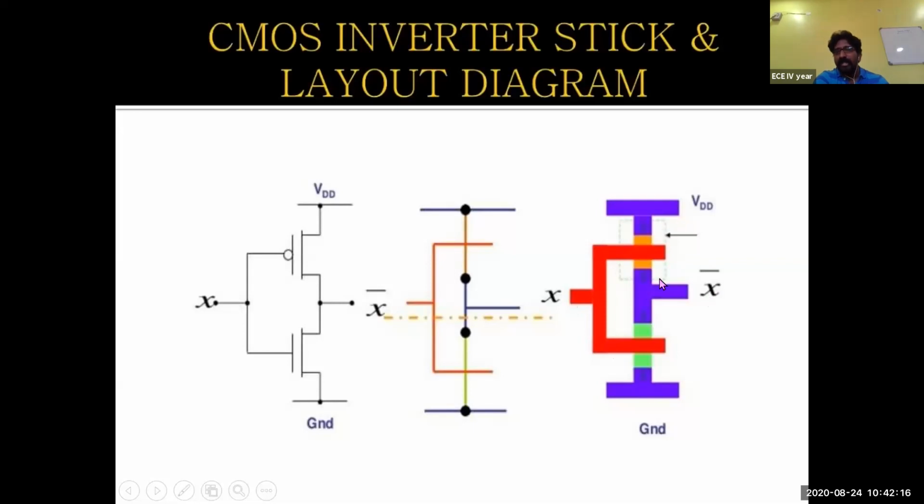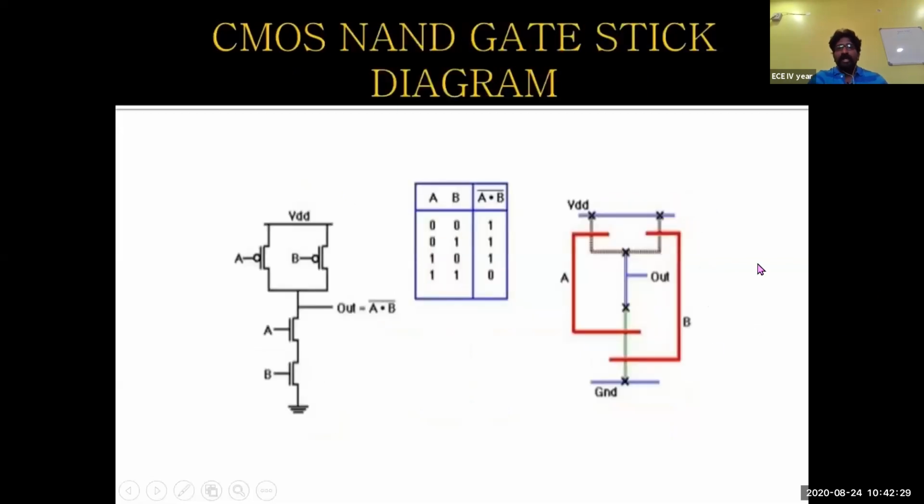So this is nothing else but the well. This is a well which has been drawn for the P diffusion. So we have used an N type of well in order to draw this layout diagram. And this is the diagram. I hope you all know this is for a NAND gate.